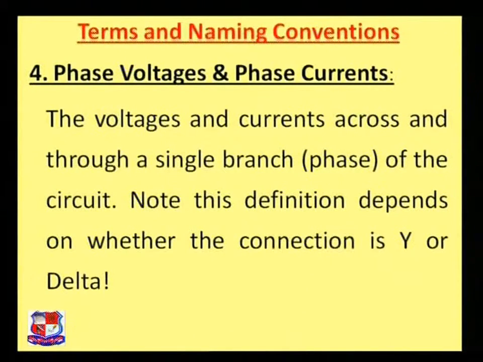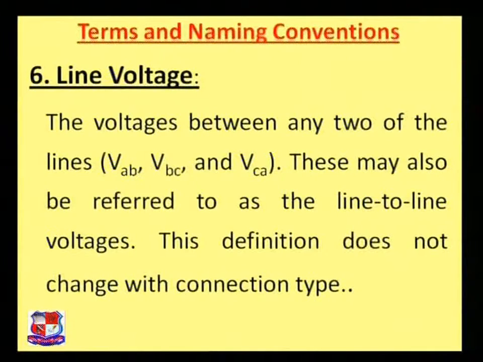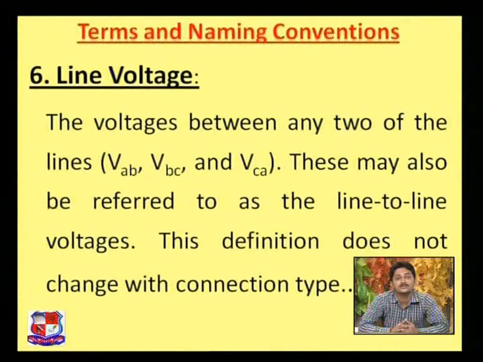Now the phase voltages and phase currents: the voltages and the currents across a single branch or individual phase of the circuit are known as the phase voltage and the phase current. The line current: the current flowing through each line, IA, IB and IC, is known as the line current. The line voltage: the voltages between two lines are known as line voltage. The voltage between line A and B is known as VAB. The voltage between line B and C is known as VBC, and the voltage between line C and A is known as VCA.